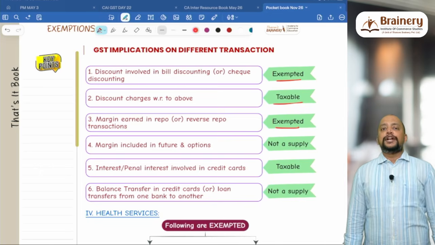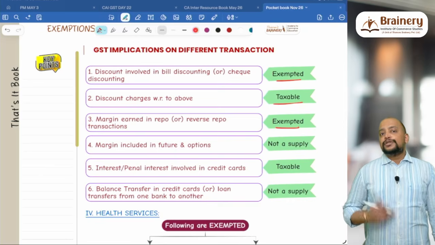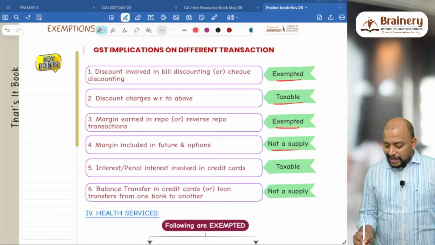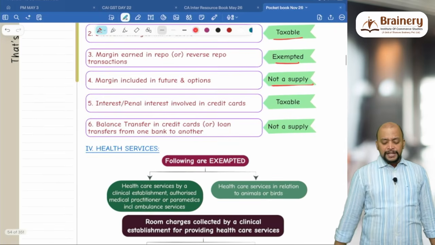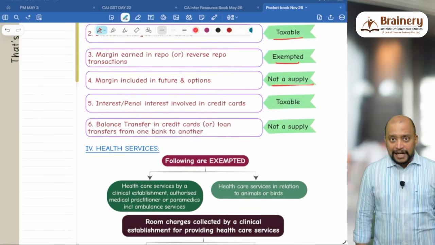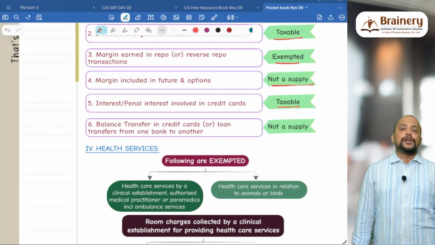Margin including futures and options. Futures and options are derivative contracts which are traded as securities, and the margin is nothing but the profit. So transaction in securities is neither goods nor services. Due to that reason it is not a supply. Interest or penal interest involved in credit cards will be taxable, because interest on credit card is taxable, so penal interest is also taxable.